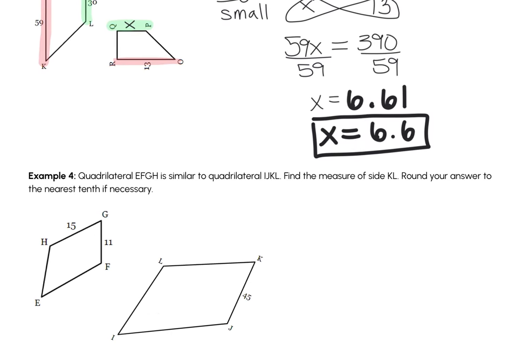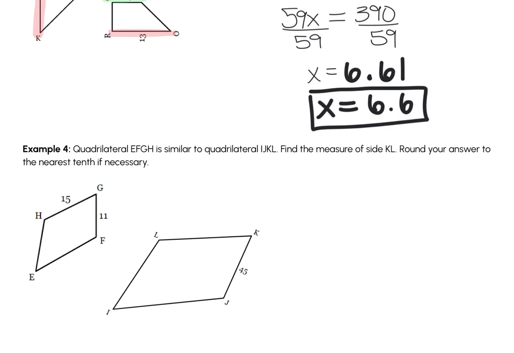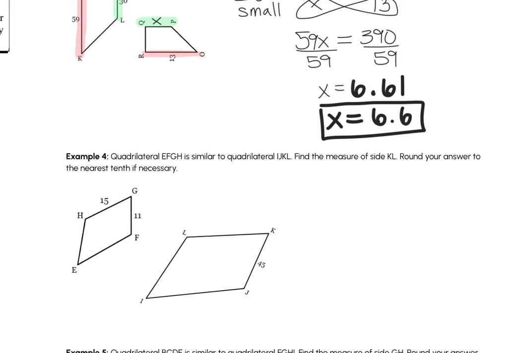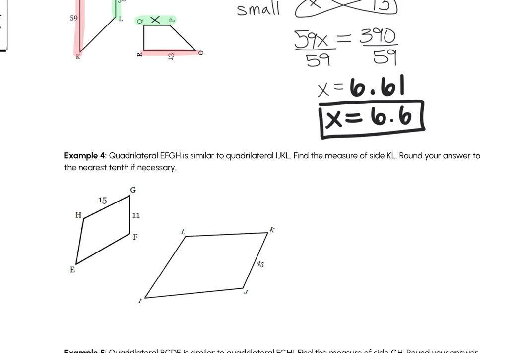All right, example 4. Example 4 says quadrilateral EFGH is similar to quadrilateral IJKL. Find the measure of side KL. Round your answer to the nearest tenth if necessary. So side KL, I'm going to find that first. KL is right here. And then I need to match up my sides.